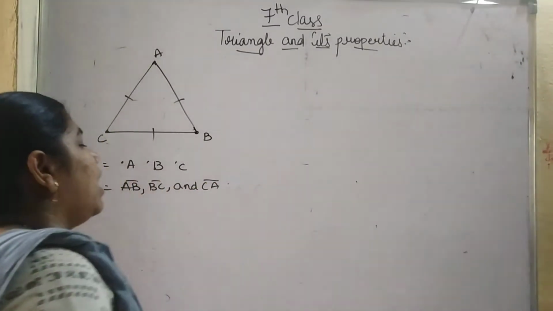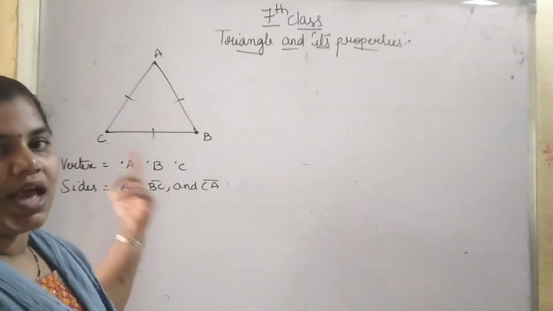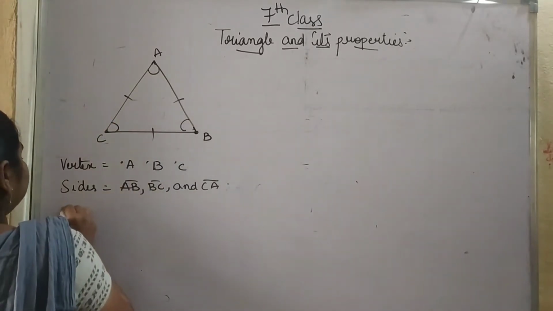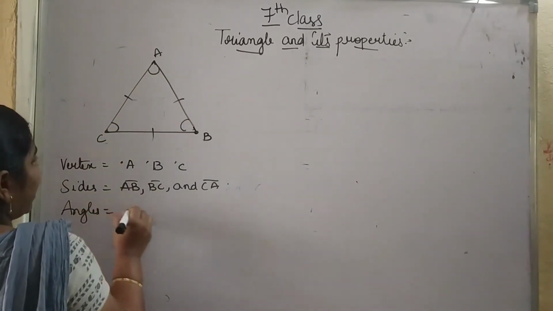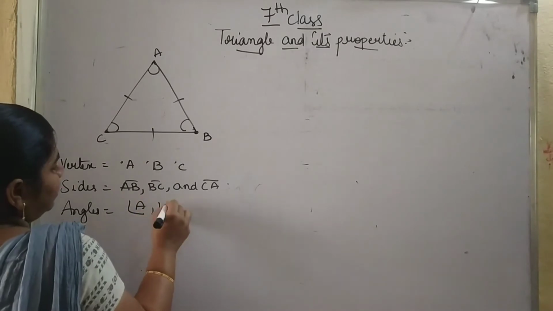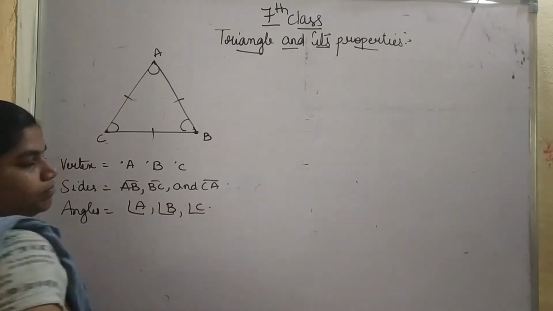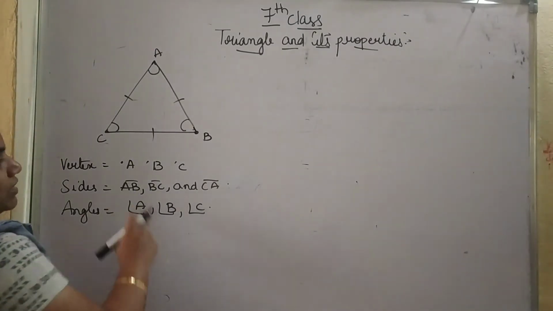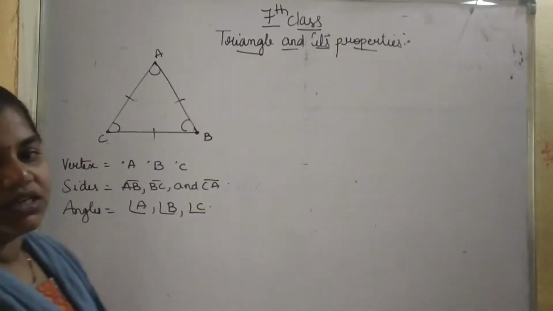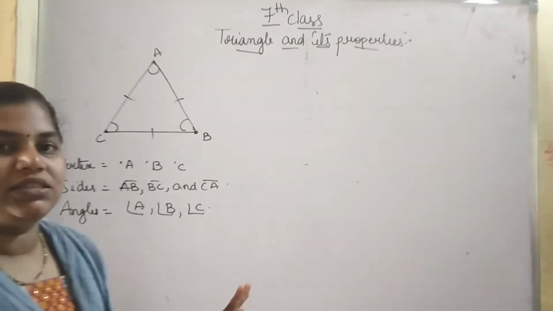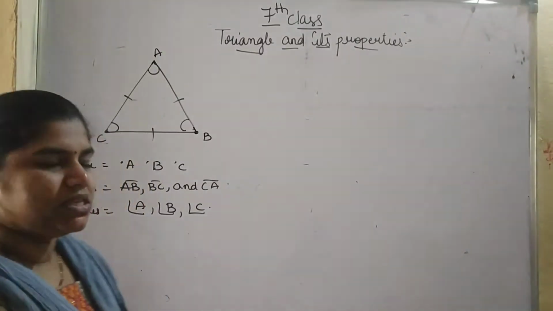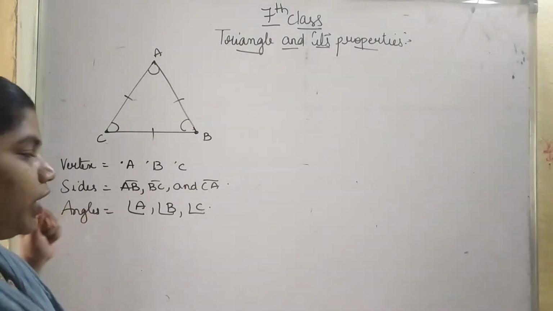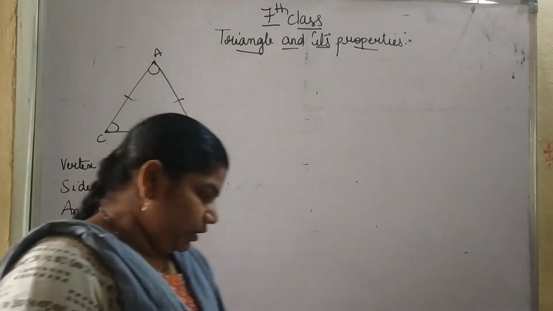With the help of these 3 sides, how many angles have been formed? That is angle A, angle B and angle C. So we have 3 angles. How many parts are there in total? Total 6 parts, which we call 6 components. A triangle has 6 components. What are the 6 components? 3 sides and 3 angles. So these are the parts of the triangle.